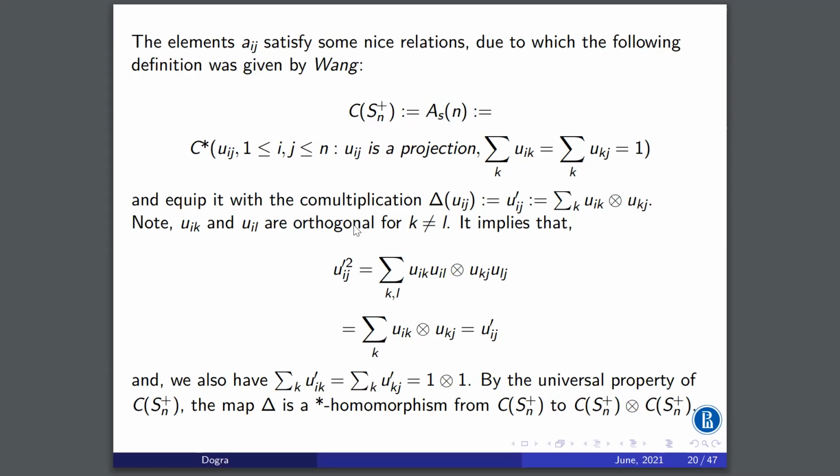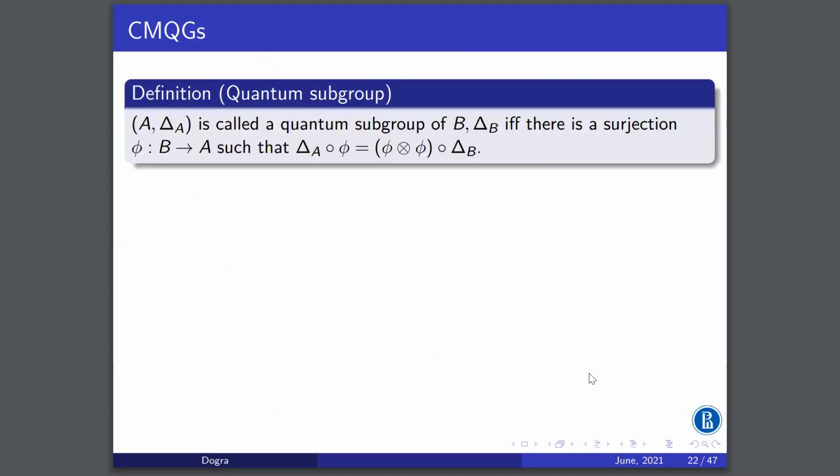Because u_ik and u_il are orthogonal for non-identical indices, this follows from the fact that they're projections and sum up to 1. So this implies that the co-multiplication also takes them to projections, which is proven here. And it also satisfies some other nice identities. Then we use the universal property of the definition of this algebra. Therefore the map delta defined here is actually a star homomorphism from the universal star algebra to its tensor with itself. All right.